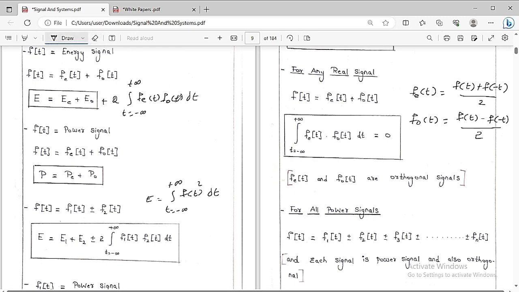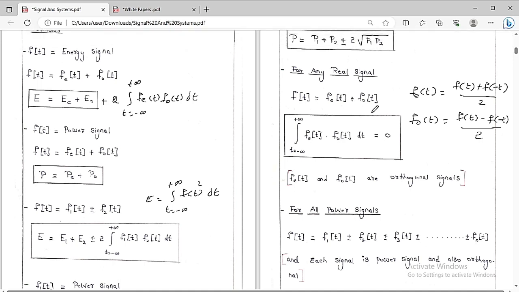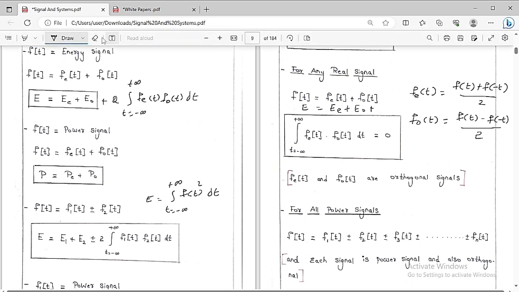Therefore we can say any signal can be represented as the summation of the even signal as well as the odd signal. And if you want to find the overall energy present in f of t, then it is equal to the energy present in the even part of the signal plus the energy present in the odd part of the signal, plus there will be some extra factor, which is 2 into integration from t equal to minus infinity to plus infinity of fe(t) into fo(t) dt. But this value is equal to 0. So definitely this extra part is removed. That is the reason I have not written this extra part. So this part is equal to 0.